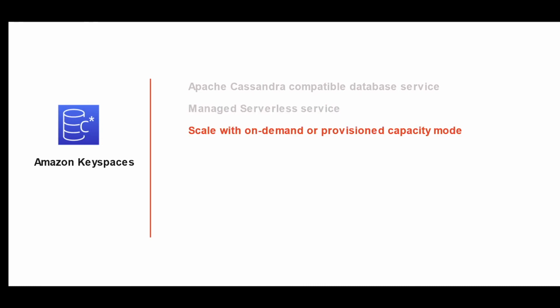Next, we'll talk about Amazon Keyspaces. It is an Apache Cassandra compatible database. It has a lot of the same features as the DynamoDB service. It is a managed serverless service again, so you don't have to install or maintain or patch any software or server. You can choose on-demand capacity mode, which will automatically scale up or down to meet the demand, or you can select the provisioned capacity mode, which will help you to optimize the price when you have a certain predictable load.